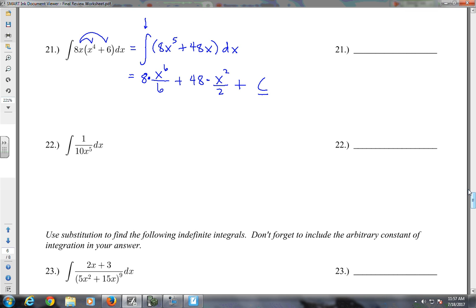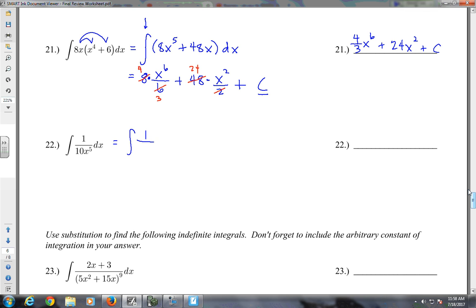Let's reduce. 8 and 6 have a common factor of 2. 2 goes into 8 4 times, into 6 3 times. These also have a common factor of 2. So our result ends up being 4/3 x to the 6th plus 24 x squared plus c. Looking good. On problem 22, notice the power of x is located in the denominator. I'm going to rewrite it just as I would as if I wanted to differentiate it. I need to express it as a power of x so I can apply my reverse power rule.